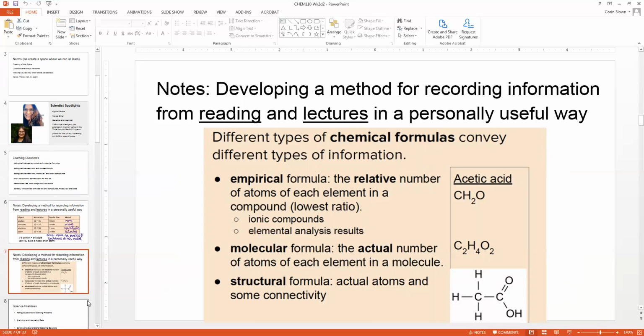And this is when we do elemental analysis, where essentially we consume or burn a molecule to find out what it's made of. These are the results typically reported in terms of the empirical formula. And then the molecular formula is the actual number of atoms of each element in a molecule. And finally, the structural formula are the actual atoms and some of their connectivity.